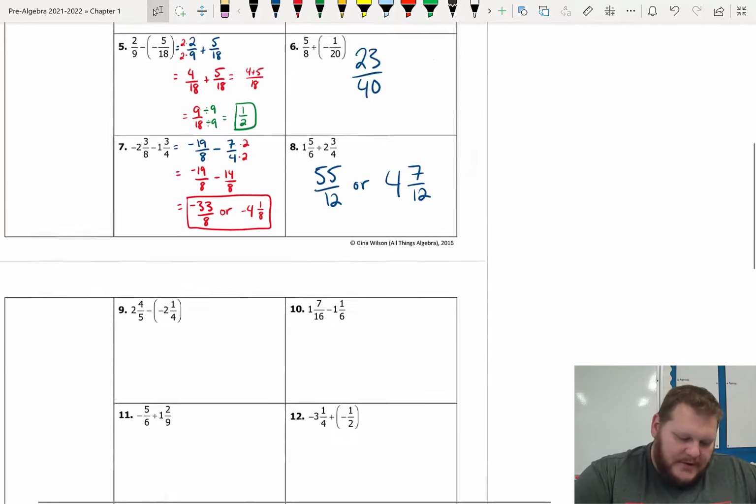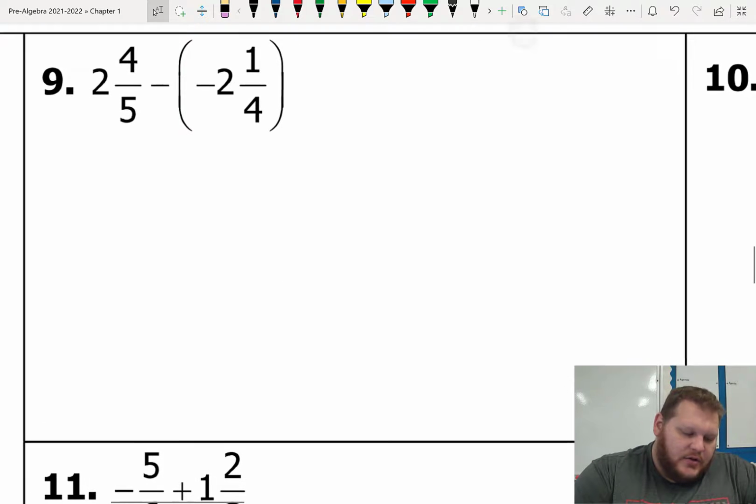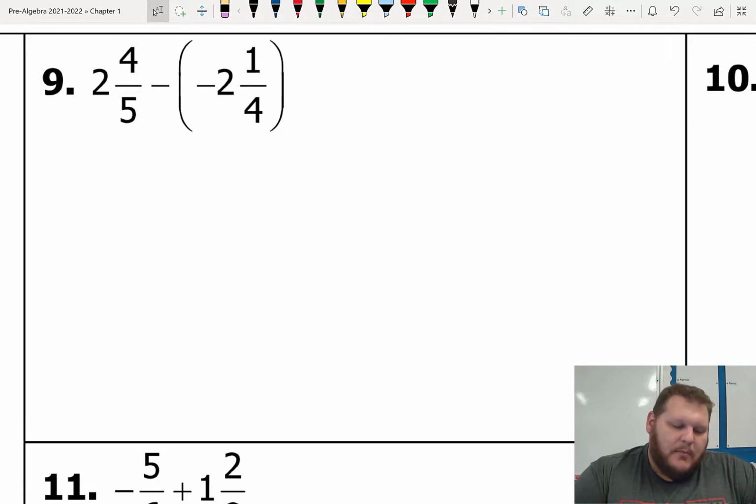Okay, a couple more examples here, just 2 more, and then we'll get into some application problems. So with number 9, we've got 2 4/5 minus a negative 2 1/4. So I'm going to kill 2 birds with one stone. I'm going to do 2 steps in one, so hopefully that doesn't confuse you or get you lost. Because I see here that I'm subtracting a negative, which I can rewrite as addition, right? Subtracting a negative is like adding. But I'm going to rewrite that as addition.